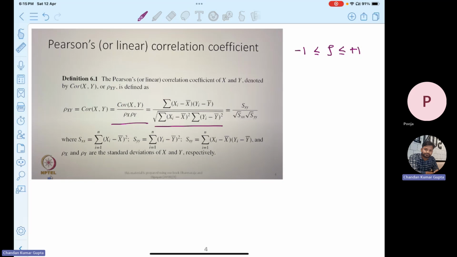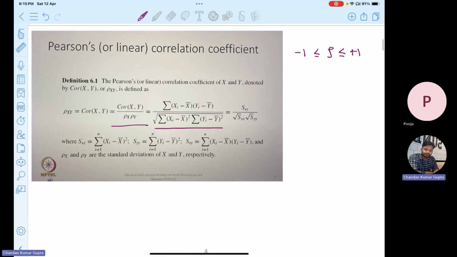And also, any value that is negative in nature implies that there is an inverse relationship between those random variables. That means if one variable is increasing, then the other one is decreasing. And if there is a positive correlation between those variables, then both variables change in the same direction simultaneously. Okay, so this is the Pearson's correlation coefficient.